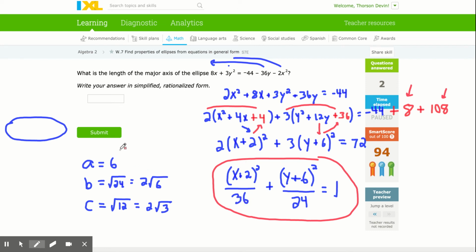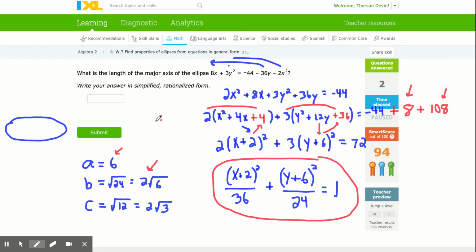Square root of 36 is 6, so my a value is 6. Square root of 24 reduces to 2 square roots of 6, so my b value is 2 square roots of 6. To find c, I take 36 minus 24, that gives me 12. I square root it, and that gives me 2 square roots of 3. Now I'm able to find every property of this ellipse that it ever asks for.